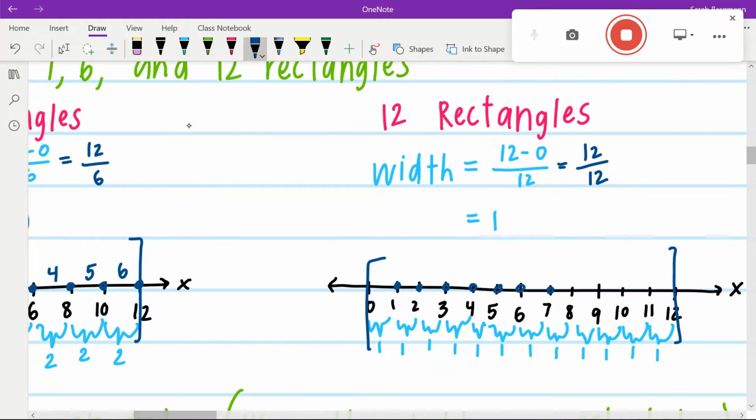So I'll divide this up into 1 unit segments, and you can double check this if you want. Obviously for this one, it does make 12 different sections.